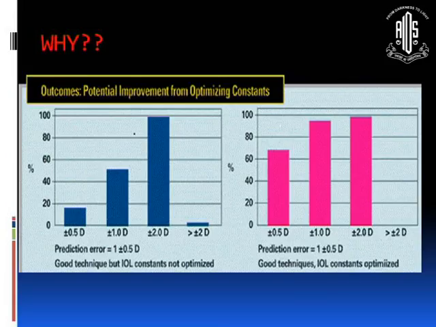Have a look at this graph. This blue bar is where the surgeon is using all the best possible technology and techniques and all the machineries, but does not optimize. So if you see, nearly 50% of the patients have a post-op refraction within plus or minus 1 diopter. And with the same everything, when you have optimized your A constant, nearly 90% of the patients are within 1 diopter. So it makes a huge difference.